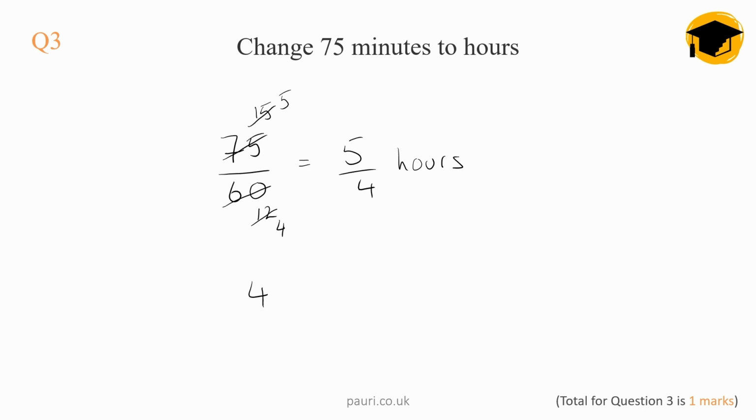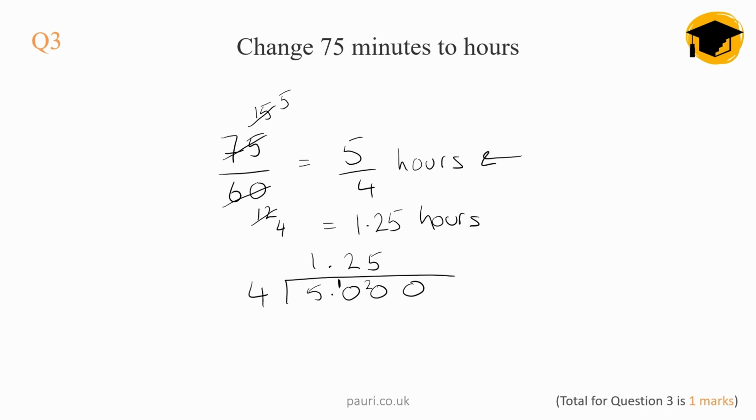The way we convert it into decimal is by using our division method, otherwise known as short division. So how many 4s into 5 goes once, remainder of 1. How many 4s into 10? It goes twice, remainder of 2. How many 4s into 20 goes 5 times. So another way to write our answer is 1.25 hours. Depends on what the question asks you. Sometimes it might say give your answer as a decimal. If it doesn't say, I'm sure you'll get full marks for leaving it as a fraction.